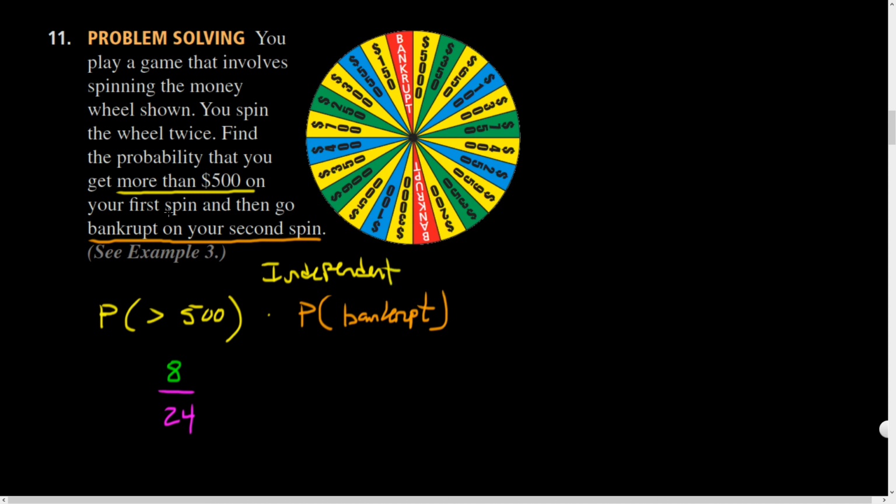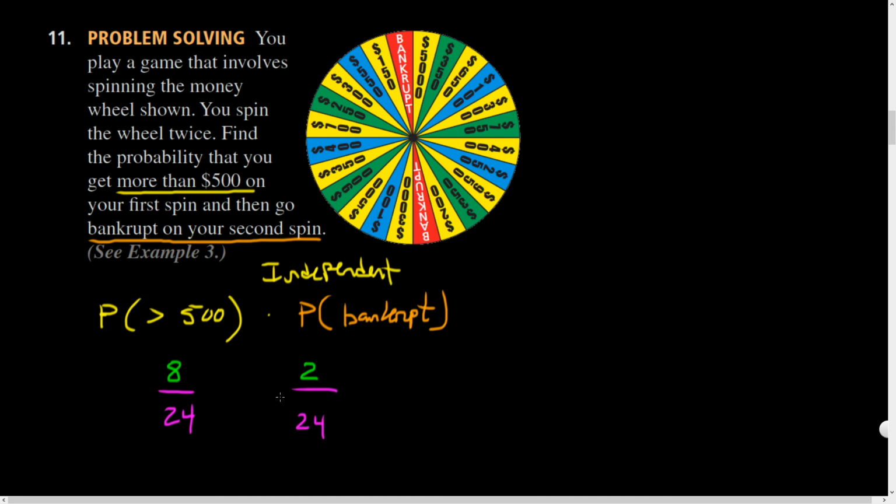So getting more than $500 on the first try will not change the possible outcomes on the second try. Now, probability of bankrupt. We're going to call those successes, even though in real life, hopefully you don't want to be bankrupt. There are 2 of them, and that is out of 24.